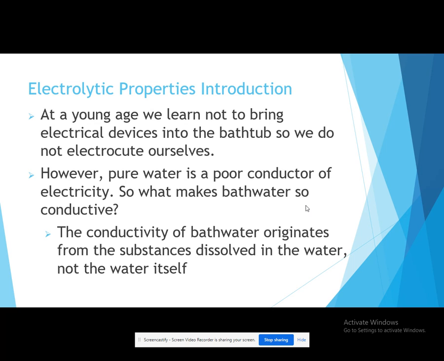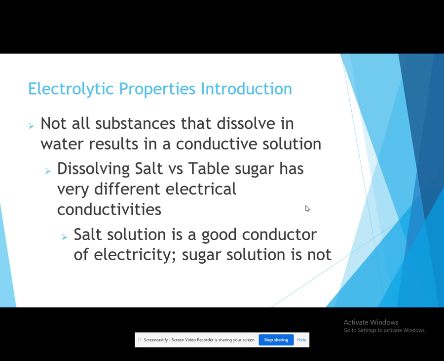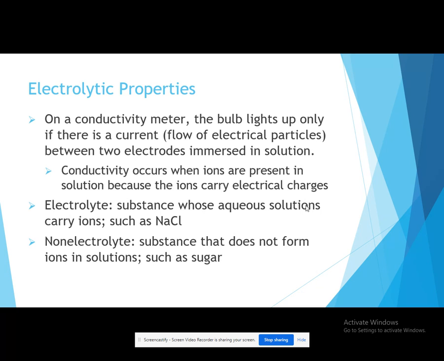So what actually makes bath water and sink water so conductive? Well, bath water and sink water and normal water that you have isn't typically pure. In fact, it has a lot of things dissolved in it. So the conductivity of bath water originates from substances within that water and not really the water itself. Not all substances that dissolve in water result in a conductive solution. For example, dissolving salt versus table sugar gives very different electrical conductivities. Salt is a good conductor, sugar not so much, and we're going to go on to explain why that is.